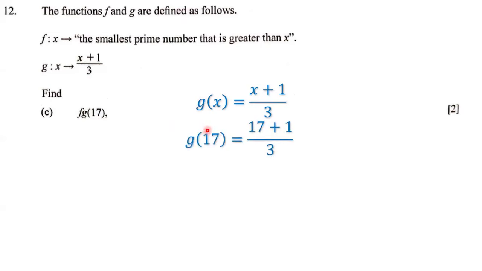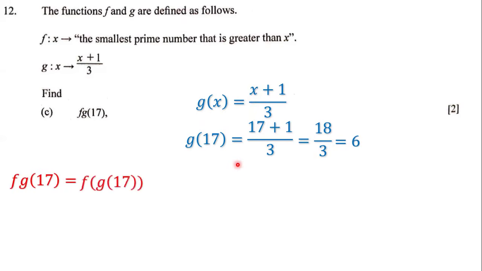So wherever we see x, we put 17. So we have that g of 17 is equal to 17 plus 1 all over 3. And 17 plus 1 is 18. So we have 18 divided by 3. And 18 divided by 3 is definitely 6. So g of 17 is 6. Now we know what g of 17 is. We're going to take g of 17 and put it inside of our function f.